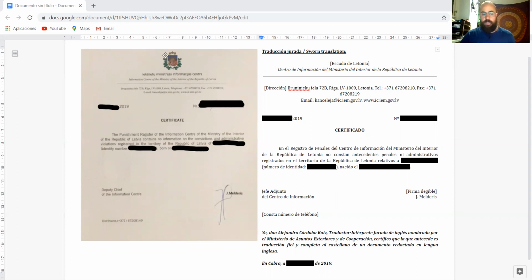Then here in the original one, we have the coat of arms of the Republic of Latvia, but I don't personally like using coats of arms, and I haven't seen any translator use them. But I do not like leaving it completely empty, so I usually write that this is a coat of arms, like here, Escudo de Letonia, el Centro de Información del Ministerio del Interior de la República de Letonia.